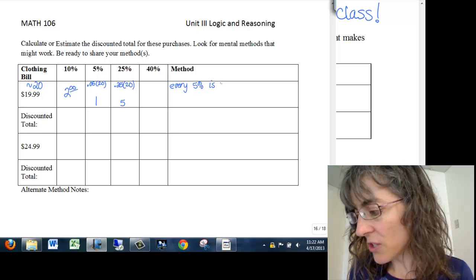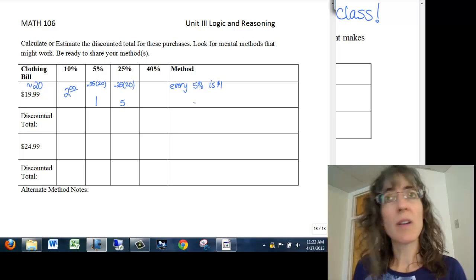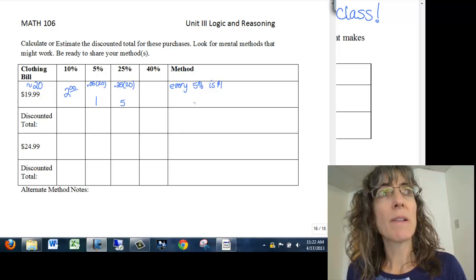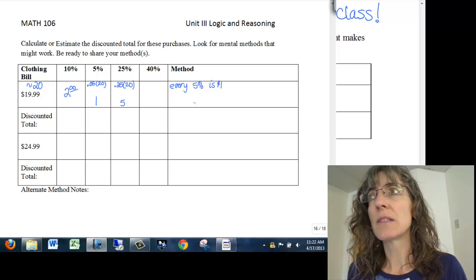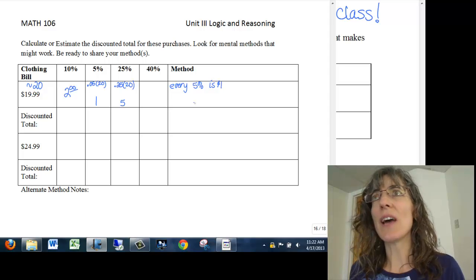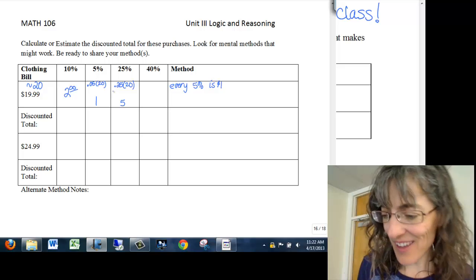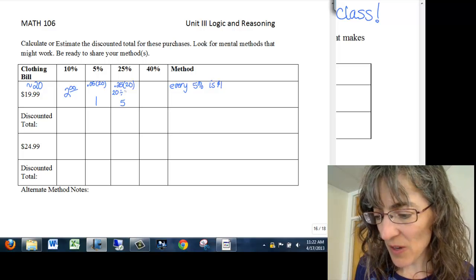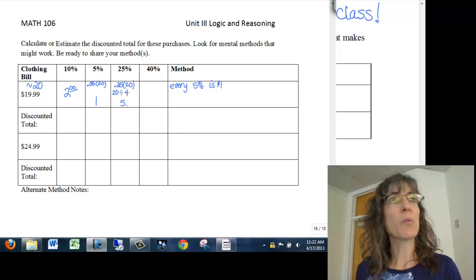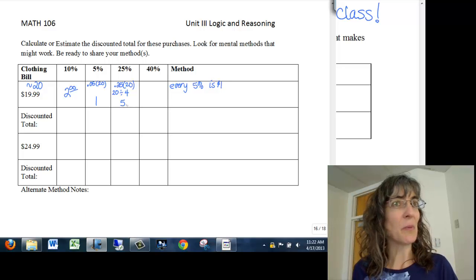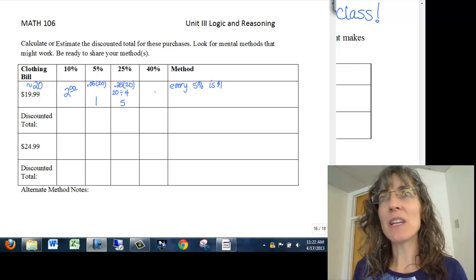How else could you do that? How many 25% do you have in a whole? 4. How could that be useful for us? 20 divided by 4. Okay, good. Another way. So 3 different ways on that column. Wow. Okay, any other ideas on 25%?